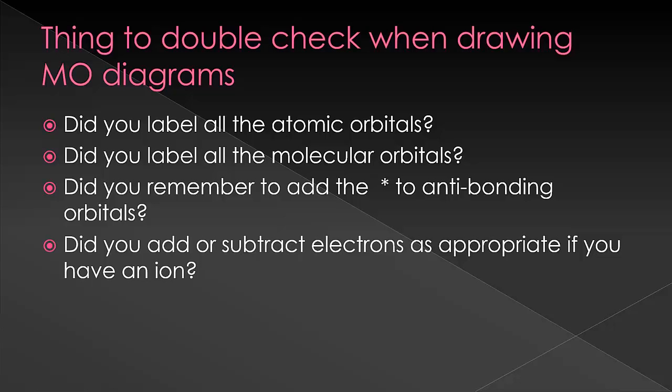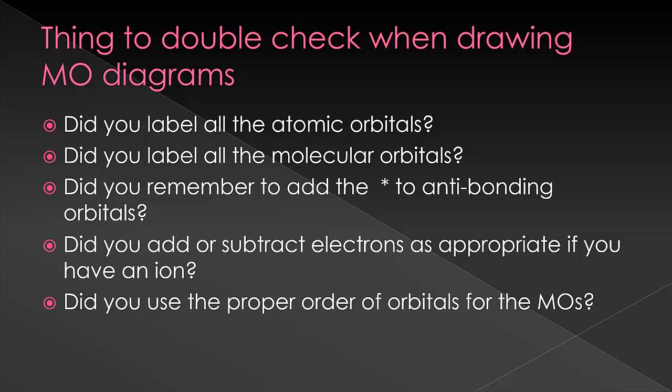Now, we haven't talked about this yet, but I wanted to add it to the checklist anyways, and you'll see it in the next video. Did you add or subtract electrons as appropriate if you have an ion? You'll need to make sure that you do that on both the atomic orbitals and the molecular orbitals, and we'll learn how to do that in the next video. Did you use the proper order of orbitals for the MO diagrams? Make sure that you're following the correct ordering for the sigma and the pi orbitals.